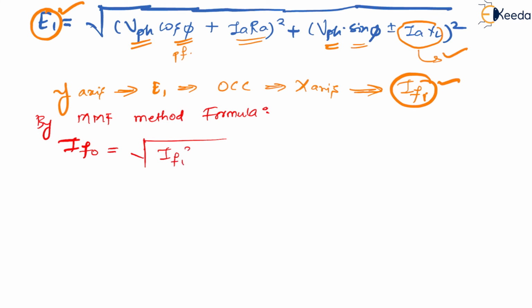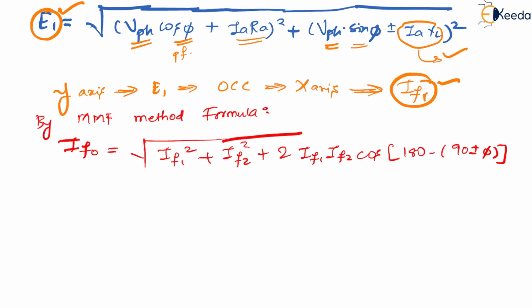Square root of IF1 the whole squared plus IF2 the whole squared plus 2 times IF1 into IF2 into cos of (180 minus (90 plus or minus phi)). This equation we have already seen in the MMF method. Is it correct? Yes sir, no problem.